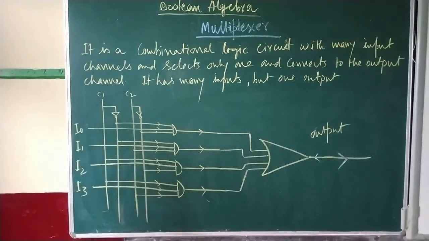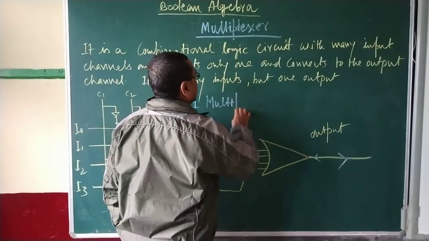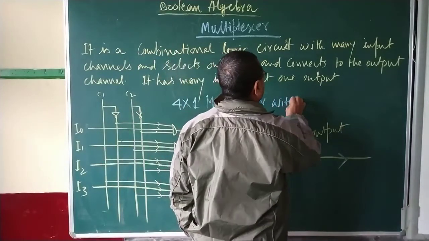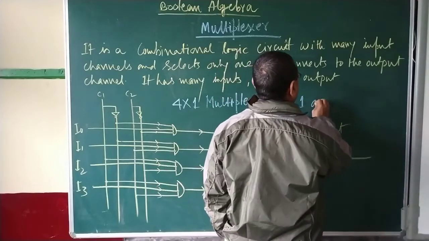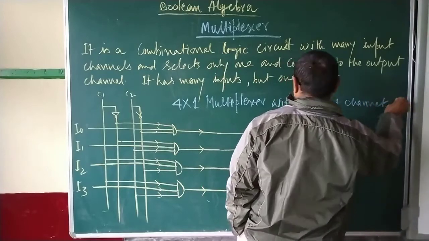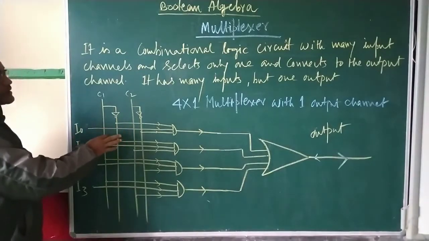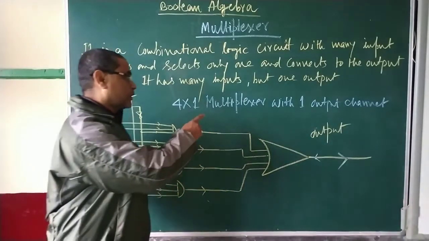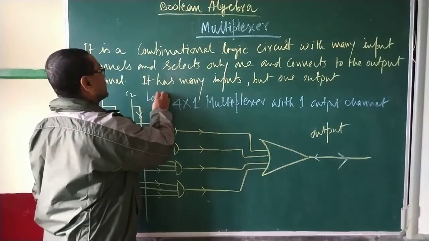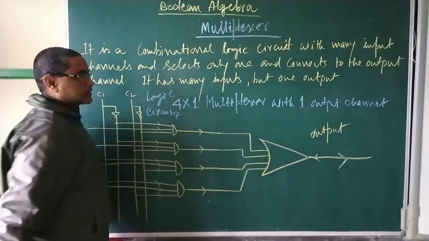So this is the 4x1 multiplexer with one output channel. It is 4x1 because here there are 1, 2, 3, 4 direct inputs we take. That's why we call it 4x1, but the output is 1. So this is the logic circuit of the 4x1 multiplexer with one output channel.